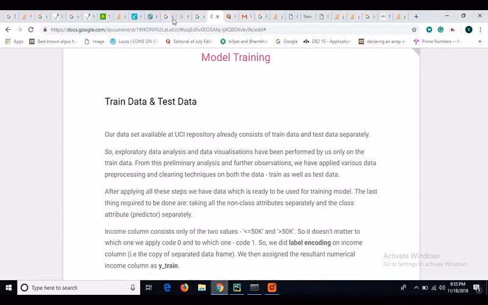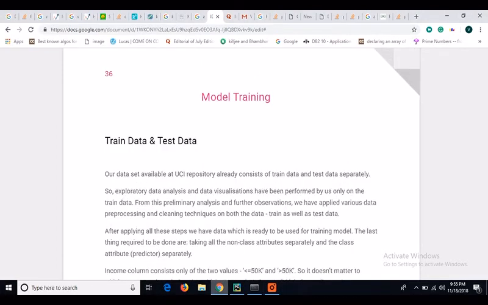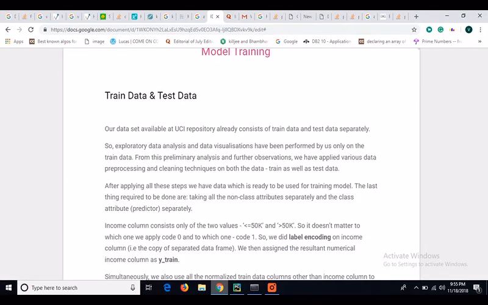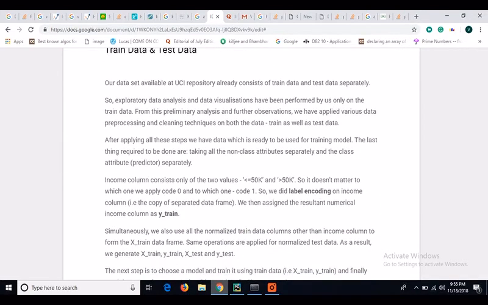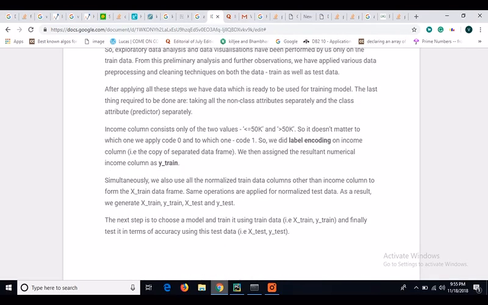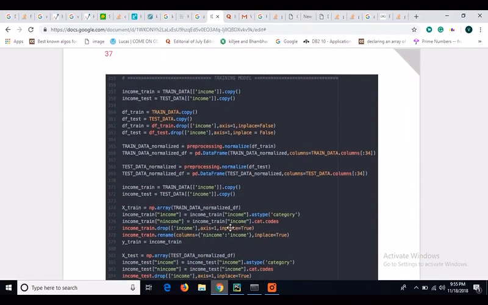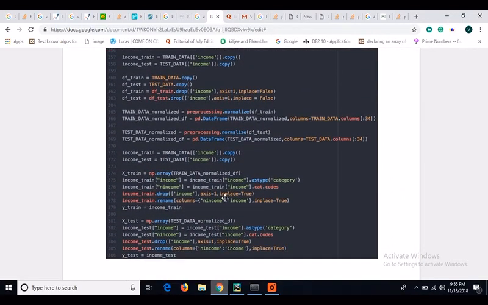Now let's look at the final section of the IDS project. This is the model training section. In this section, we train our model with the KNN algorithm. We have used train and test data files to train our model. First we split the data sets into xtrain, ytrain, xtest and ytest using this piece of code, wherein xtrain and xtest are the non-class attributes of the train and test data sets respectively, and ytrain and ytest are the class attributes of the train and test data sets respectively.